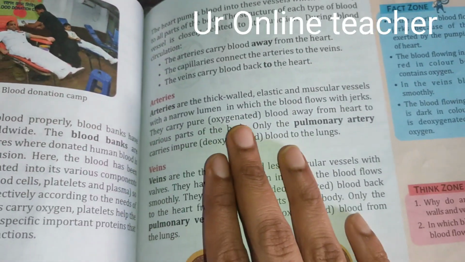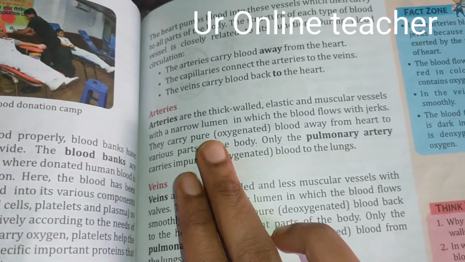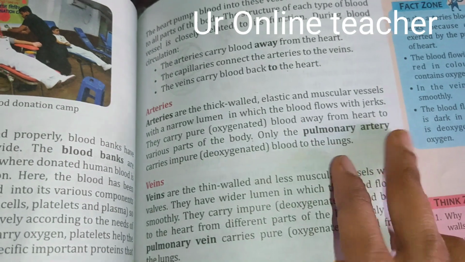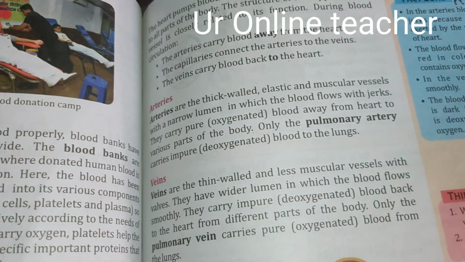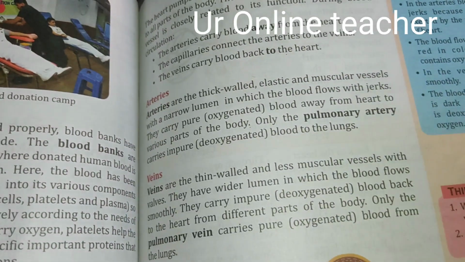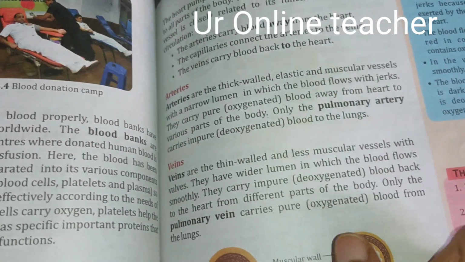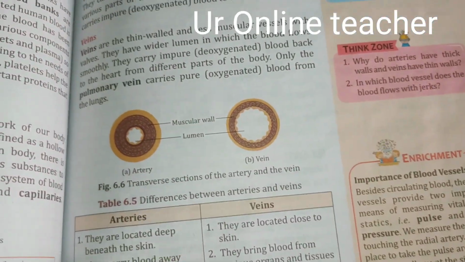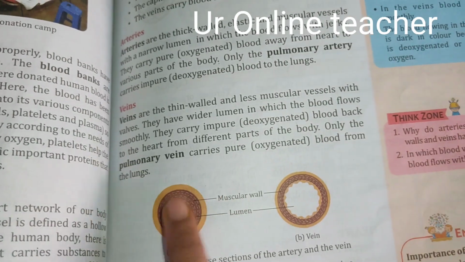These arteries are thick walled, elastic and muscular vessels and have a narrow lumen in which the blood flows with jerks. They carry pure, means oxygenated, blood from the heart to various parts of the body. Only the pulmonary artery carries deoxygenated blood to the lungs. See, the artery has a very narrow lumen, and in this the blood is carried with jerks.